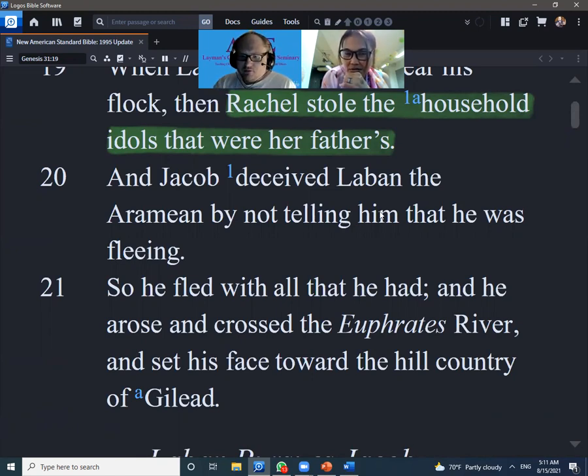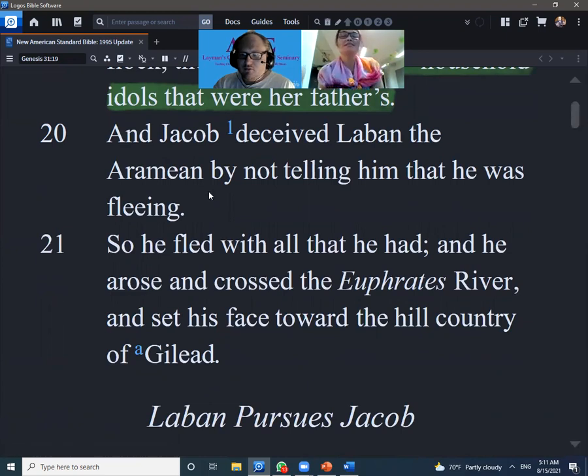Yeah. All right, so we've got Rachel stealing the idols. Verse 20: And Jacob deceived Laban the Aramean by not telling him that he was fleeing. So he fled with all that he had, and he arose and crossed the Euphrates River, and set his face toward the hill country of Gilead.